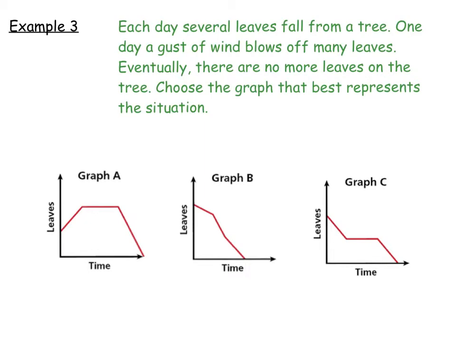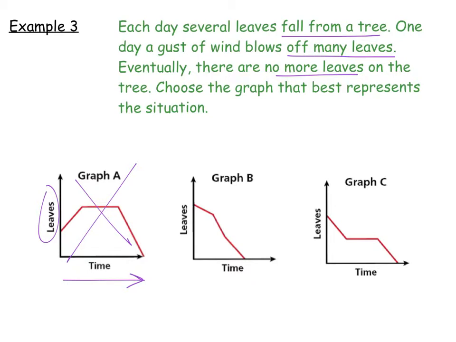Example 3 says that each day several leaves fall from a tree. One day, a gust of wind blows off many leaves, and eventually there are no more leaves in the tree. And we need to choose the graph that represents our situation. So remember on each graph we're looking as time passes, how many leaves does our tree have? If you blow a few leaves off, and then you blow off a lot of leaves, and then there are no leaves, is our number of leaves ever going to increase in this first graph? No. Leaves can never grow back until the next year.